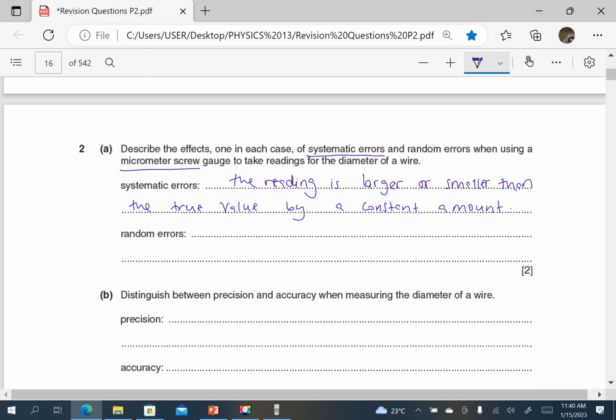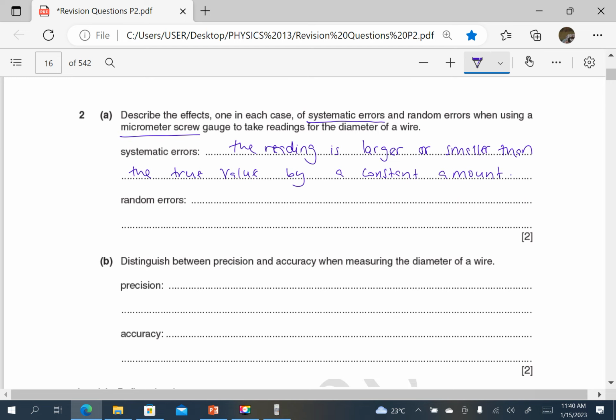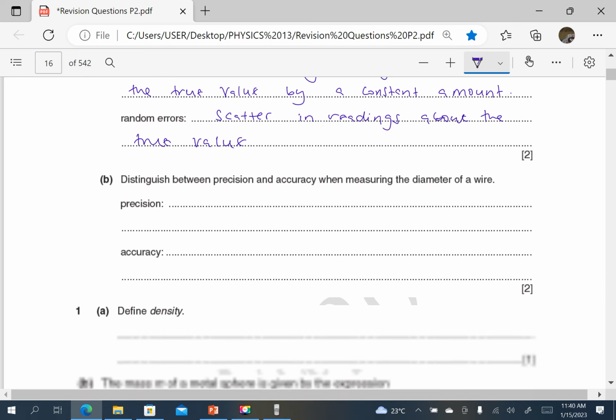Then random errors, we know random errors make readings scatter. So here, scatter in readings about the true value. That is for the random errors.